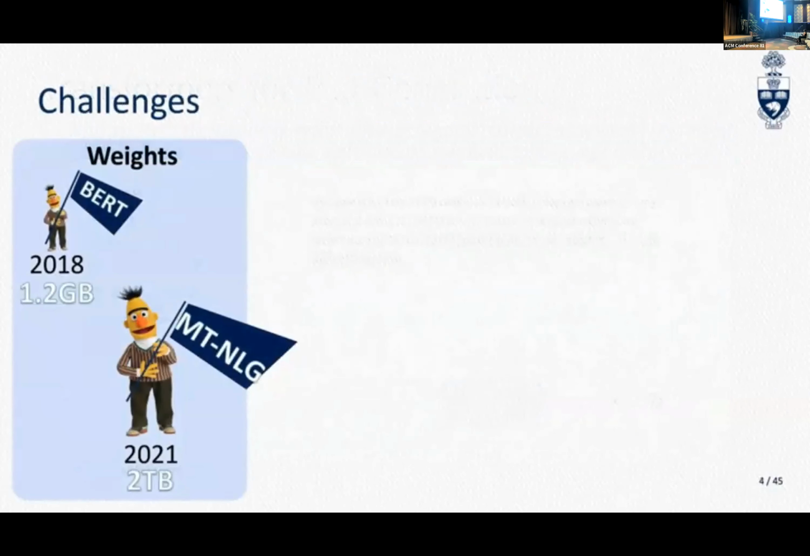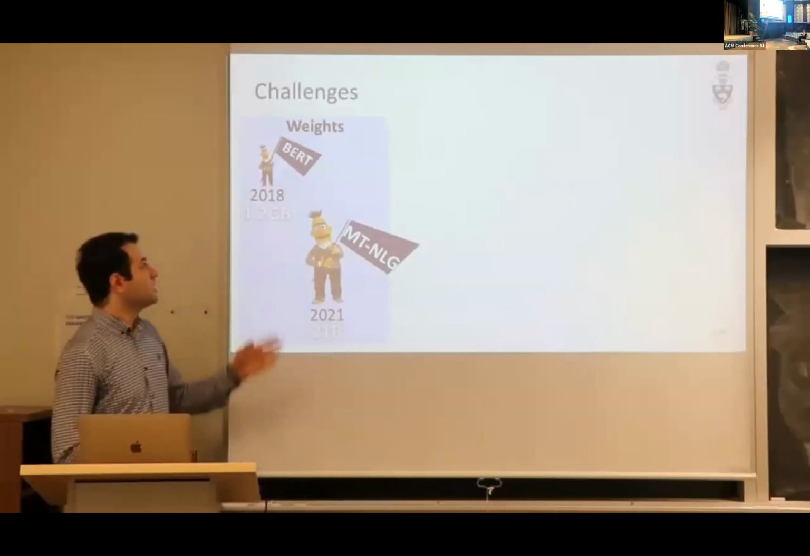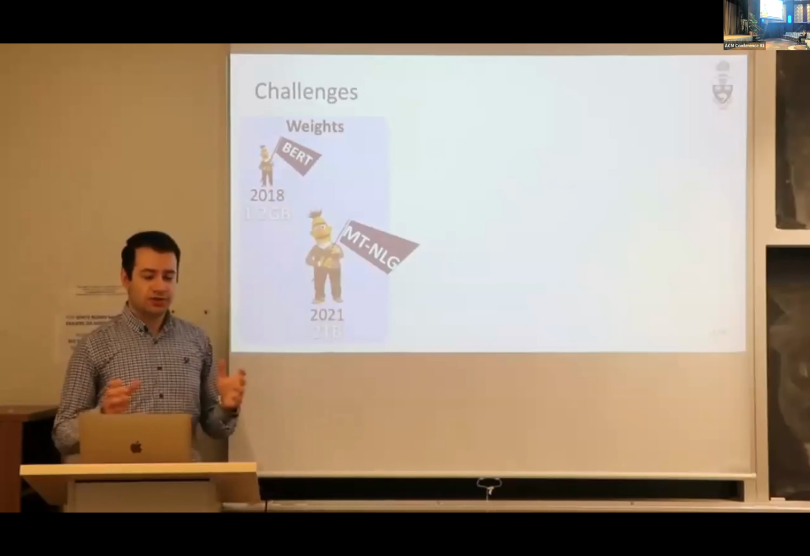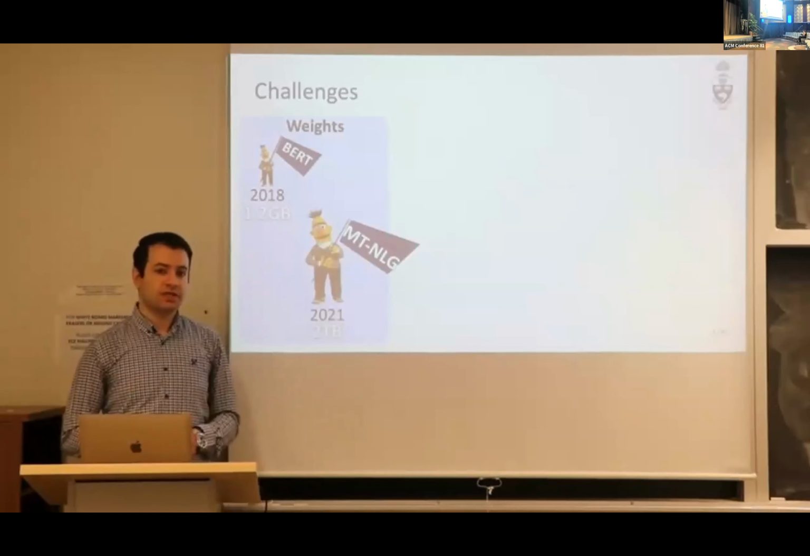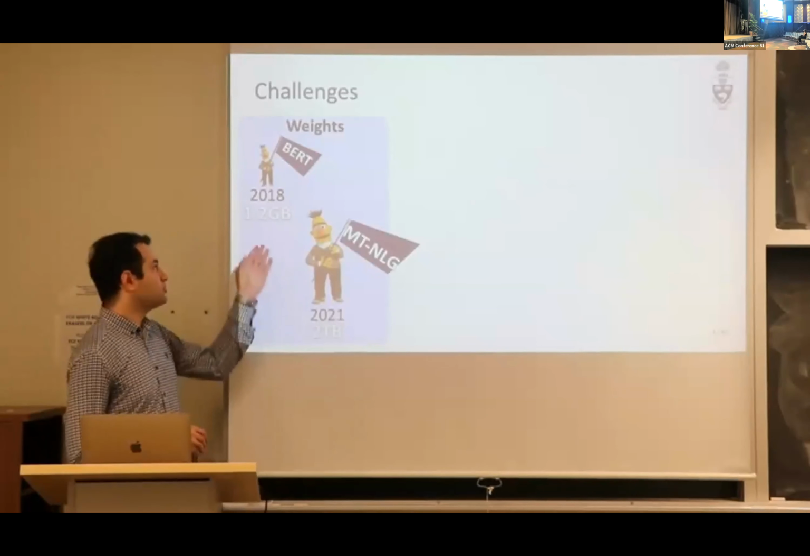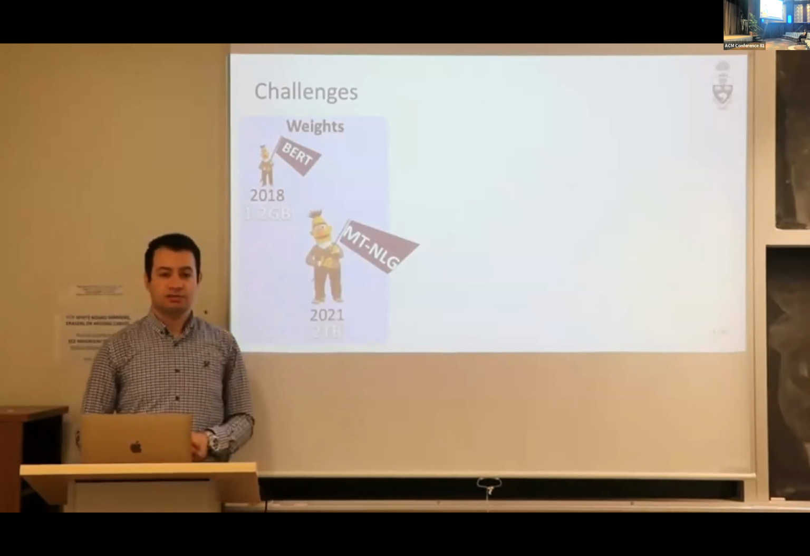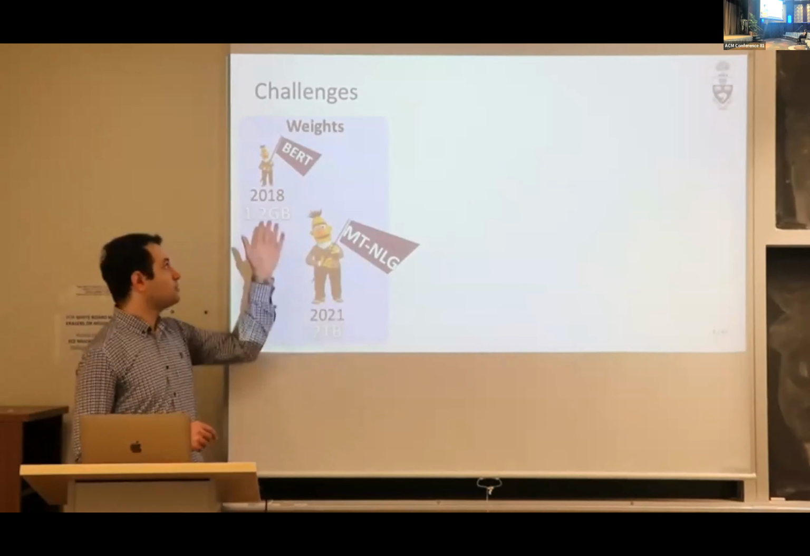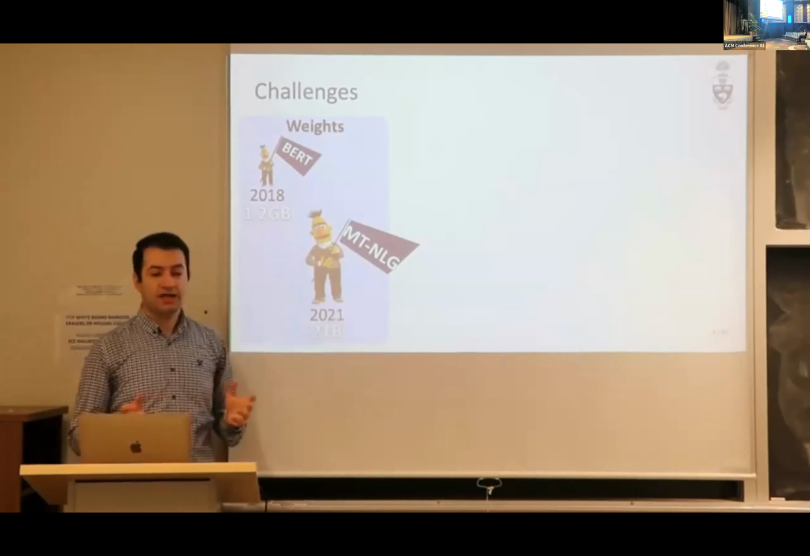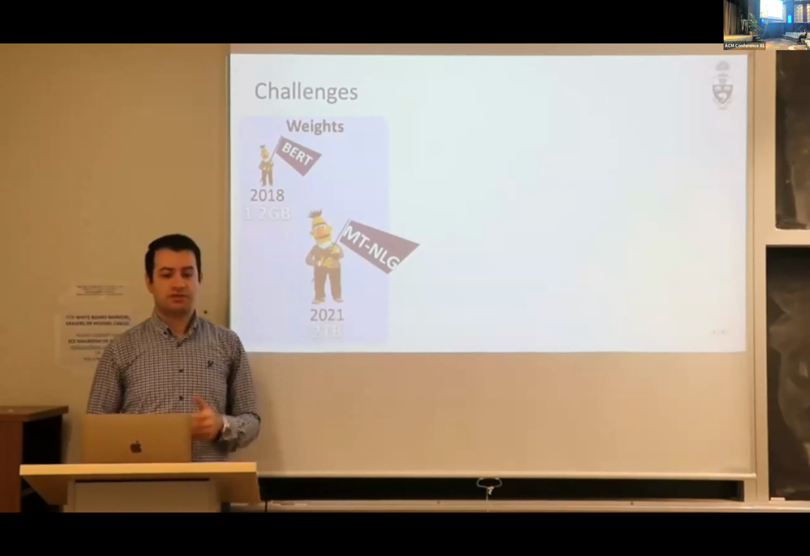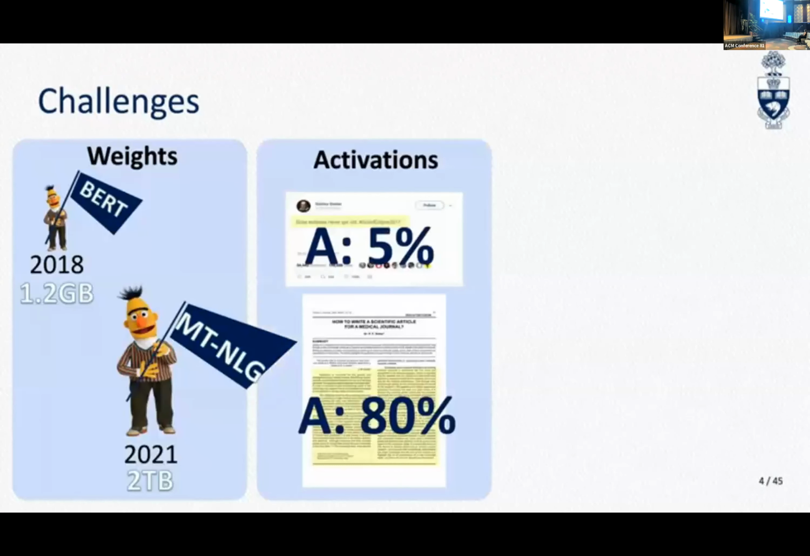Anyways, there are a few challenges that motivated us to design Mokey. The first challenge is the growth of weights, or the number of parameters, that we have in attention-based models over time. From 2018 with about 1 gigabyte of parameters to 2021 with about 2 terabytes of parameters in NVIDIA Megatron, we see that the number of weights or parameters in the models has increased by about 3 orders of magnitude. Besides the parameters, the activations scale with sequence length.